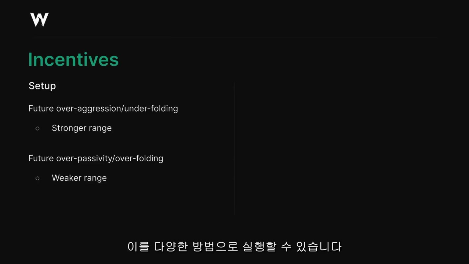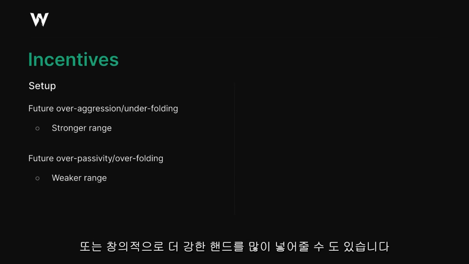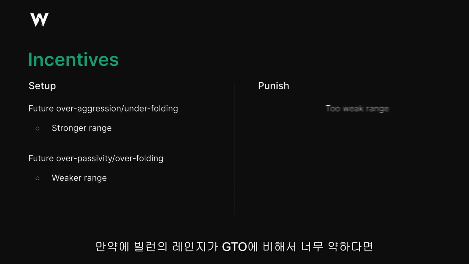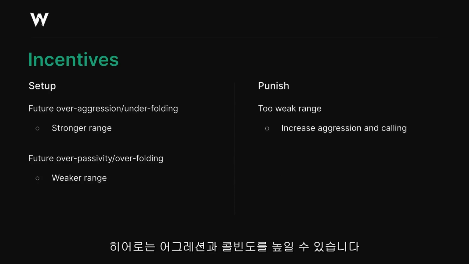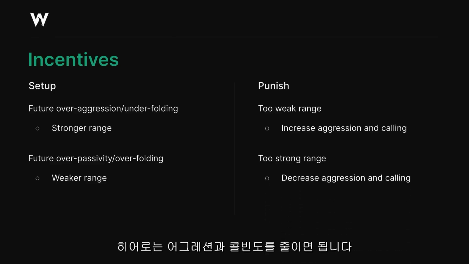And we could do this in multiple ways. We could change the range by adding more bluffs, removing bluffs, adding strong hands, removing strong hands. You have to be creative. When it comes to the punish exploits, what we care about ultimately is how strong your opponent's range is. If your opponent's range is too weak compared to GTO, then we will increase our aggression and calling. If your opponent's range is too strong compared to GTO, we will decrease our aggression and calling.